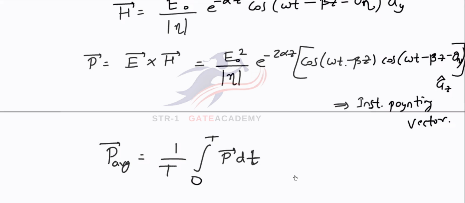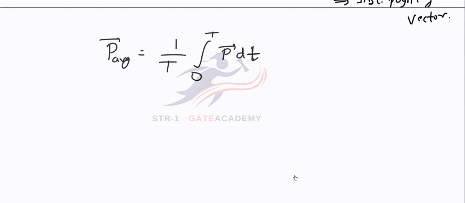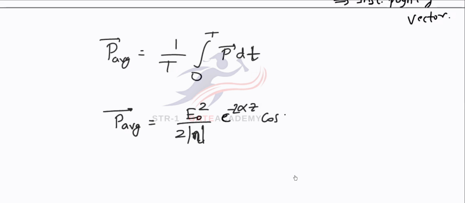Now cos A cos B can be written as half of cos(A plus B) plus cos(A minus B). If you apply that formula, you will get the result. I'm directly writing the result now, not going into the details of the derivation. You just substitute P vector and integrate. So you will get P average vector is equal to E naught square divided by 2 times mod of eta, e power minus 2 alpha z, into cos theta eta, az vector.